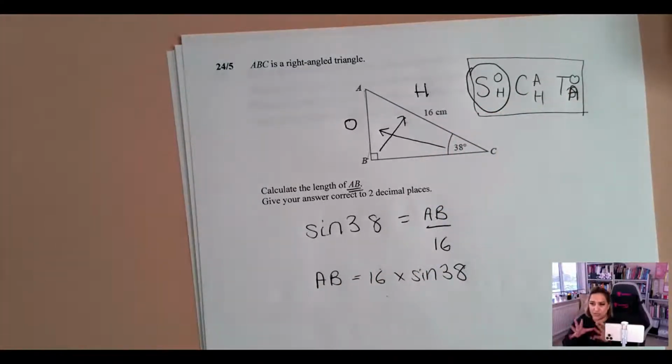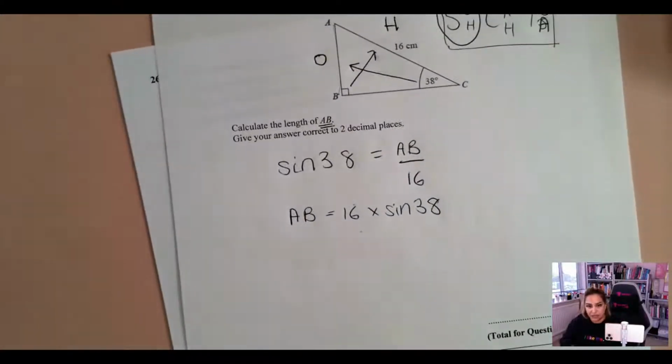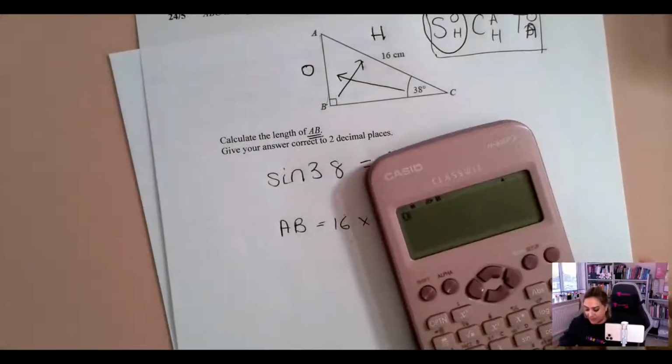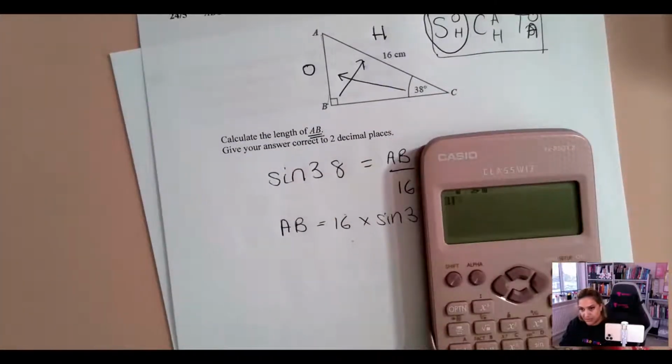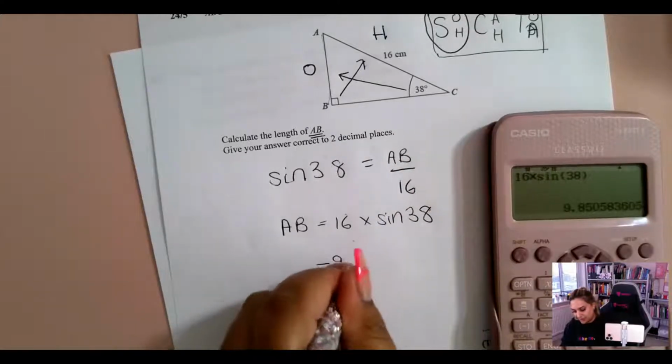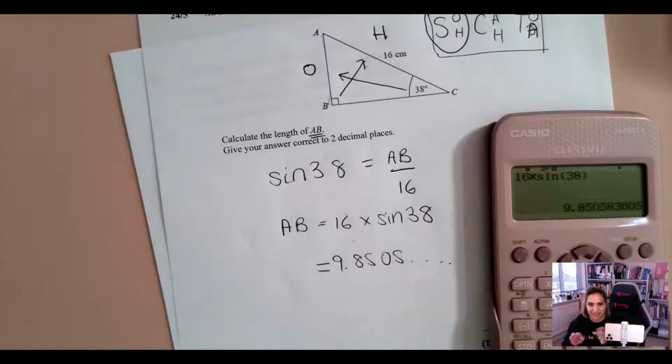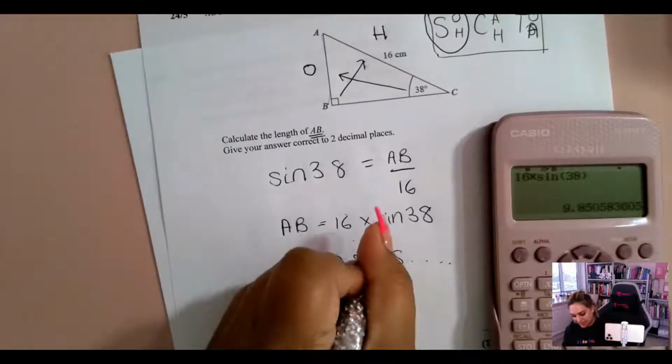Right, so don't type sine 38 into your calculator first. Figure out your whole calculation and then type it in. So then we're going to do 16 times sine 38, there's a bracket, equals, and we get 9.8505.